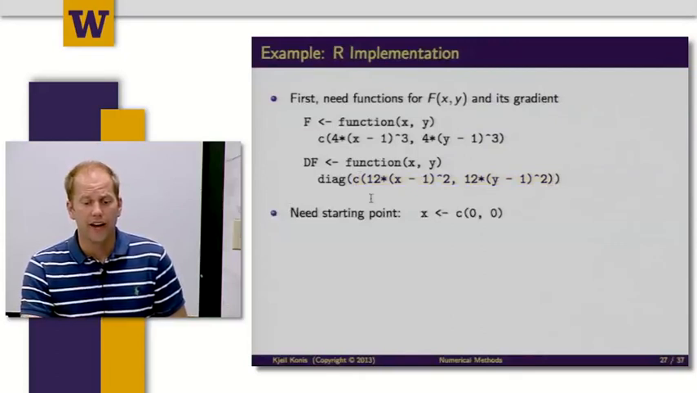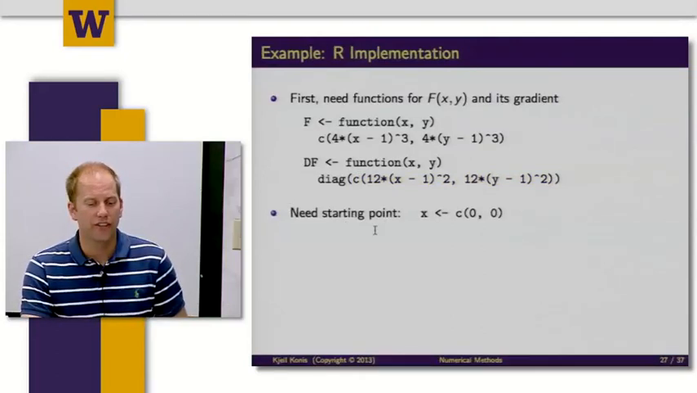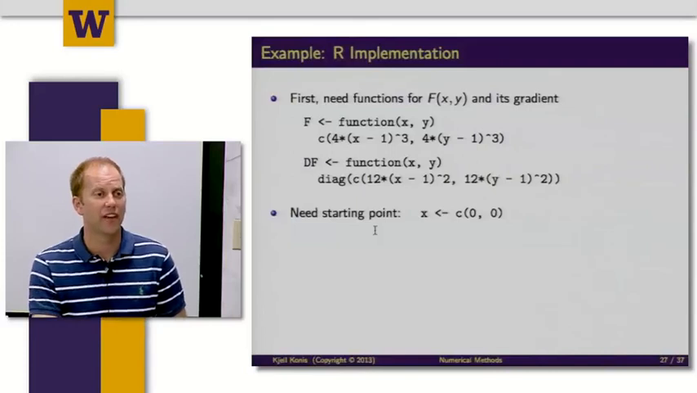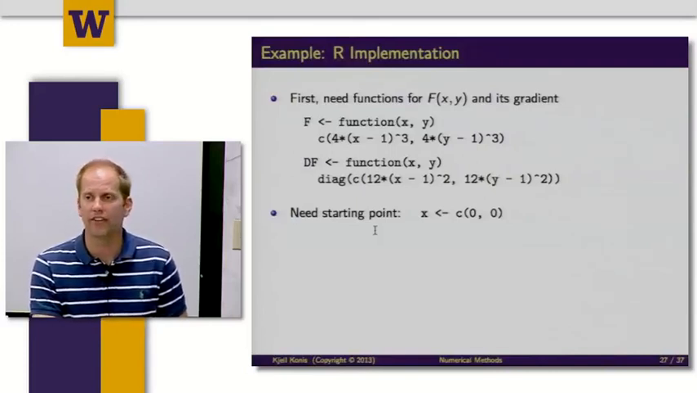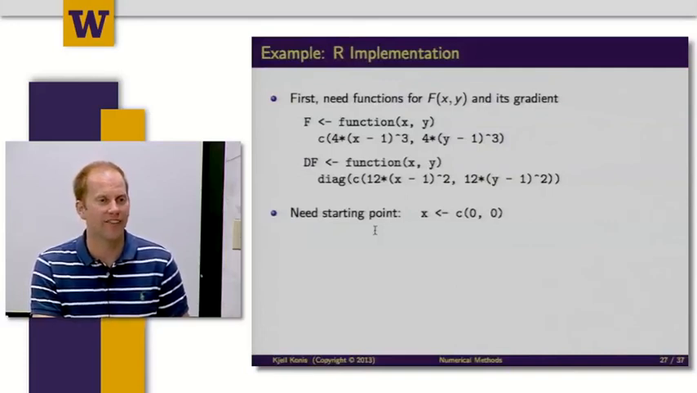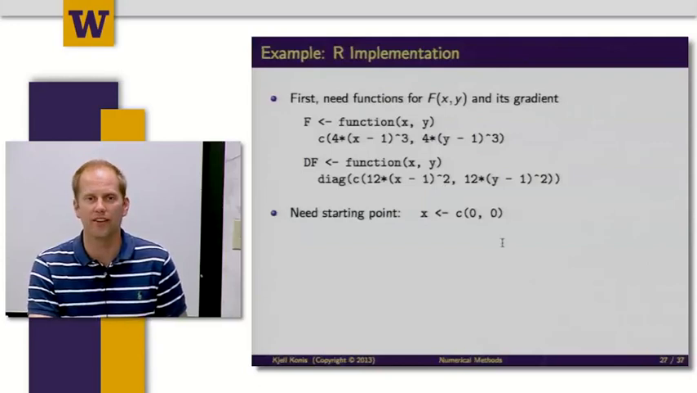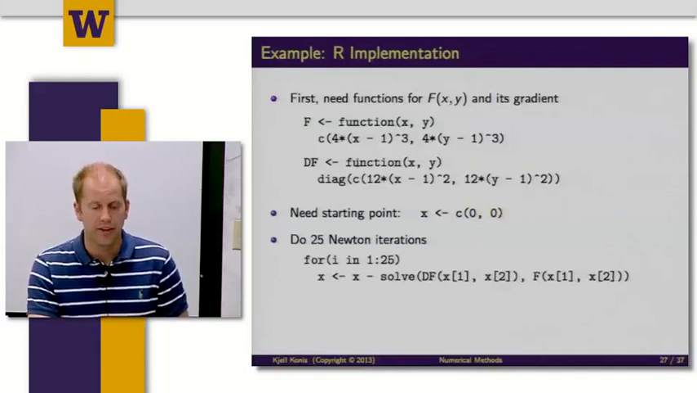And then I don't have a particularly good way of choosing a starting point because it was pretty clear from the definition of the function that the point I'm looking for was 1, 1. But it won't be very exciting if I choose that. So another commonly chosen starting point is 0. So I'm going to start at the 0 vector. So I'll say x is equal to 0, or assign the 0 vector to the variable x. And then I'll do 25 Newton iterations.